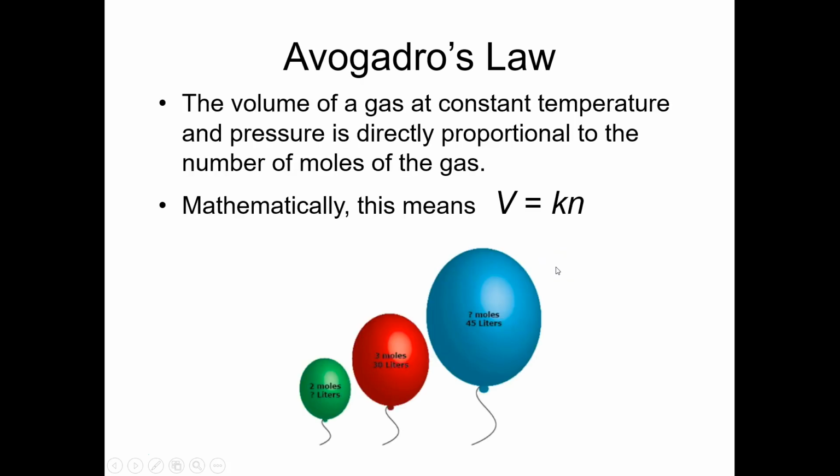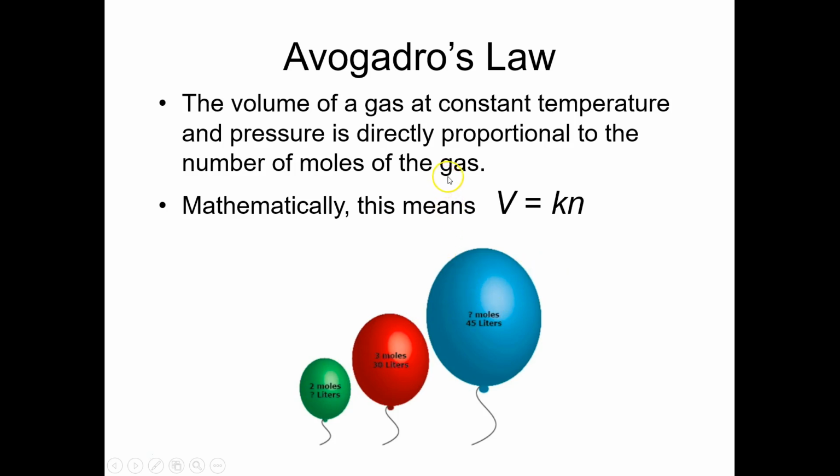Now, how about Avogadro's law? This was the cleverest photograph I could find on the web. But if 3 moles of a particular gas occupies 30 liters, then 2 moles would occupy what? It would occupy 20 liters, and 4.5 moles would occupy 45 liters. This is a little problem for you to work out, but I've done it for you.